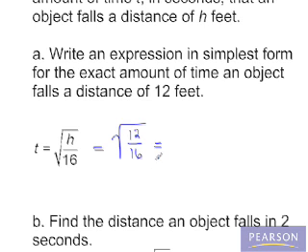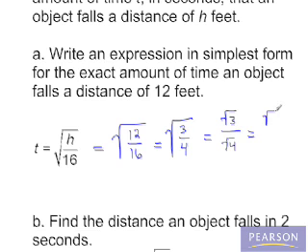We can simplify our fraction. The square root of 12 over 16 is the same thing as the square root of 3 over 4. This is the same thing as the square root of 3 over the square root of 4. And the square root of 4 becomes 2. So there is an expression for the exact amount of time an object falls a distance of 12 feet.